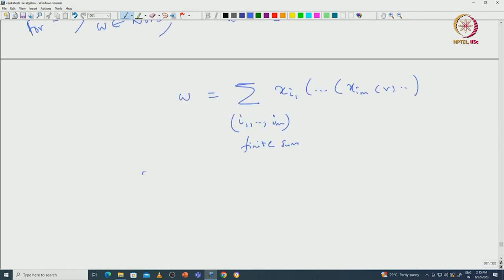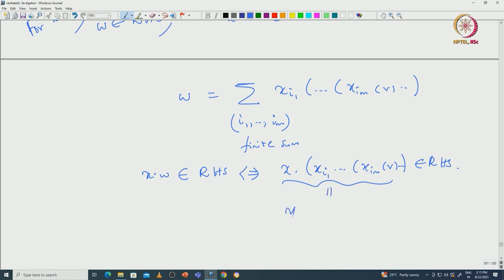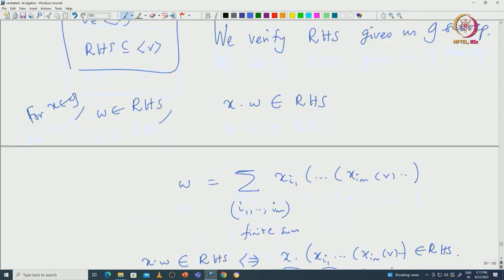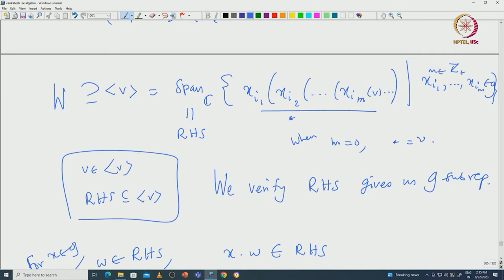So to prove that x dot w is in right hand side, it is enough to prove that x dot x_i1 etcetera x_im of v is inside right hand side. But if you think about it, this is just a word with one extra term. Okay, this is just some y_i1 y_i2 etcetera y_(m+1) of v, where the y_i's are all coming from your Lie algebra. So that says that the sub-representation generated by v is nothing but the span of all these elements theoretically.